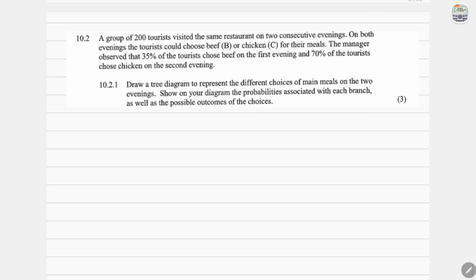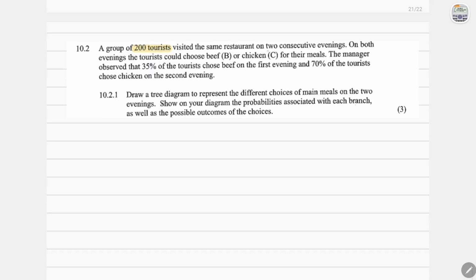Question 10.2 says, a group of 200 tourists visited the same restaurant on 2 consecutive evenings. Okay, so twice. On both evenings, the tourists could choose beef or chicken for their meals. The manager observed that 35% of the tourists chose beef. Okay, so they chose beef for the first evening. And then 70% of the tourists chose chicken, okay, for the second evening.